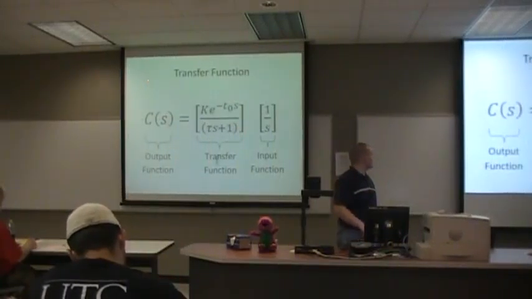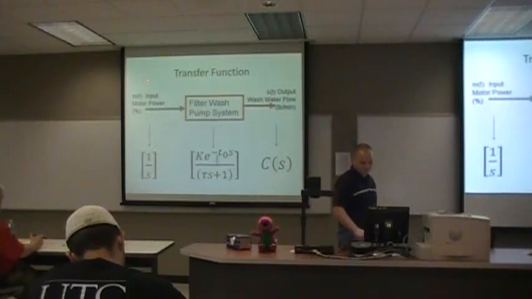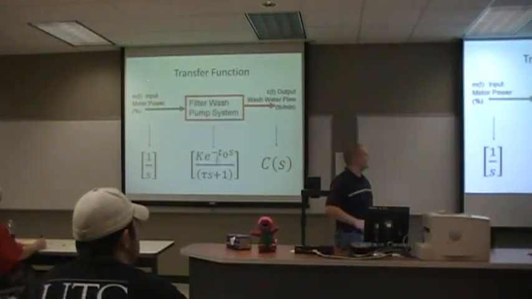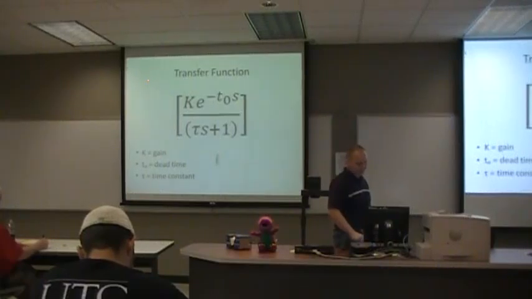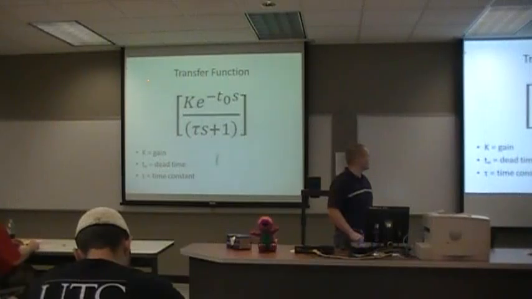This is our transfer function equation: output function, transfer function, input function. In the S domain, our input is 1 over S. The transfer function is what controls our system, and the output is C. In the transfer function, K is our gain, T naught is dead time, and tau is the time constant.